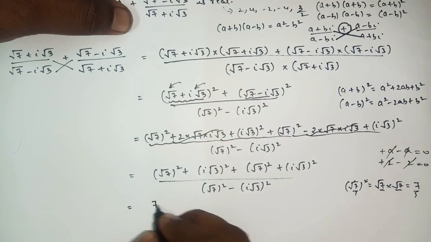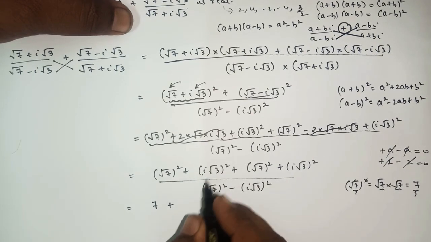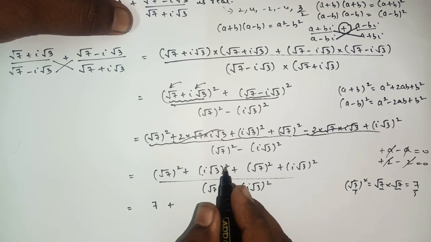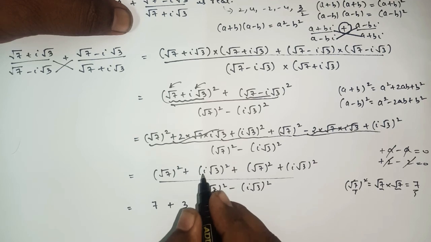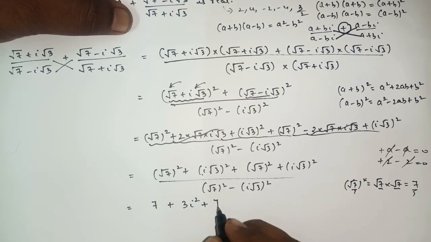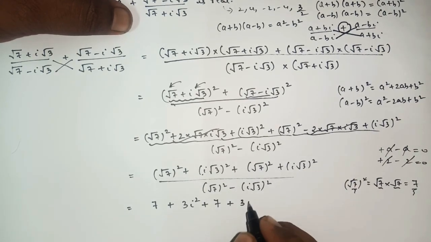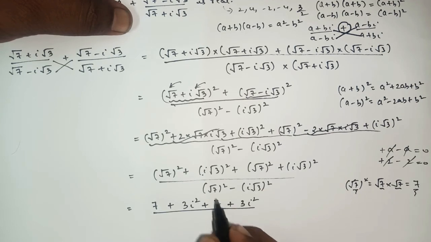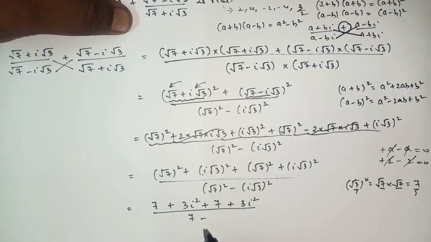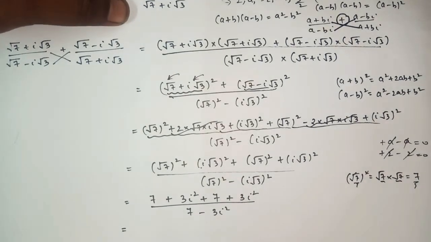So this we can write as 7 plus i root 3 the whole square. Here we have two terms. Root 3 the whole square will be 3, and i square will be i square. Same here also, root 7 the whole square will be 7. Root 3 the whole square will be 3 i square, upon root 7 the whole square, which will be 7. This will be 3 i square. Yes or no?